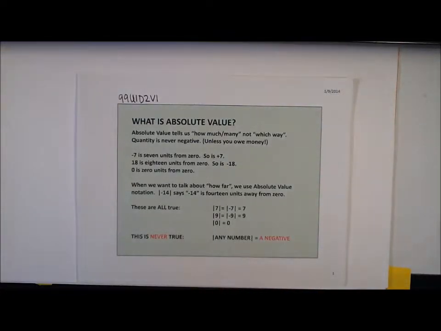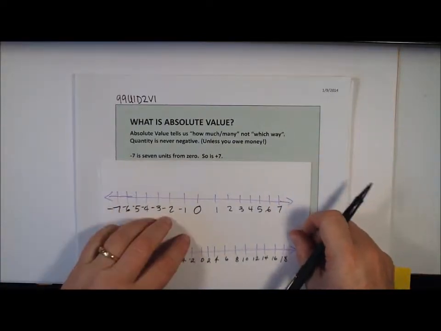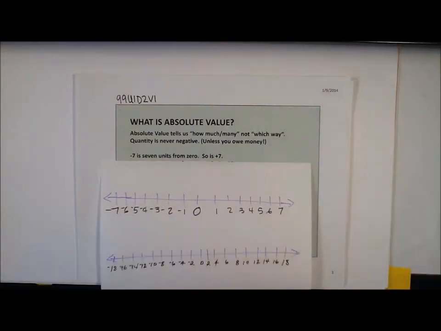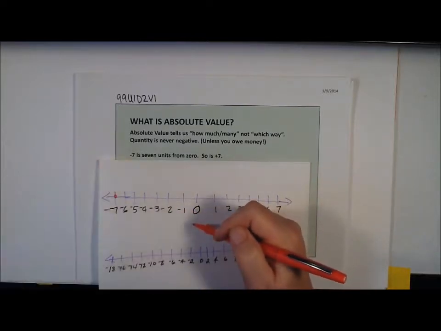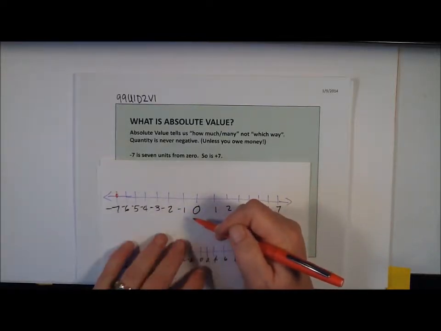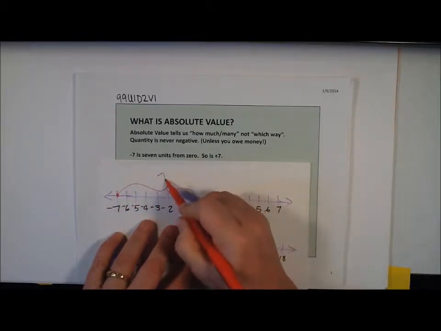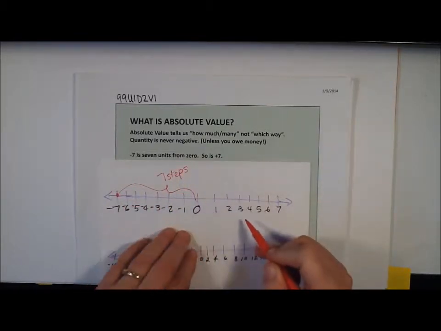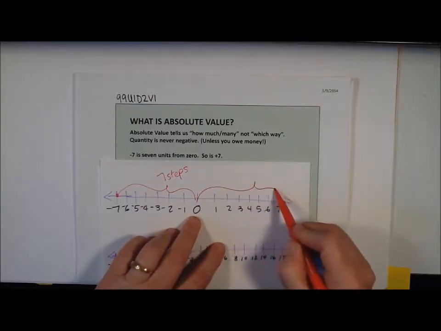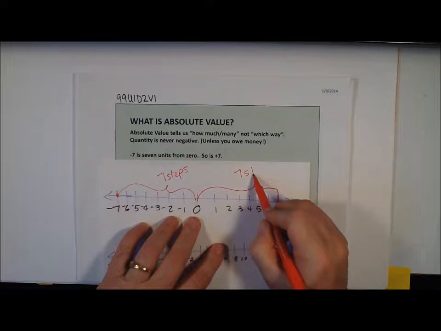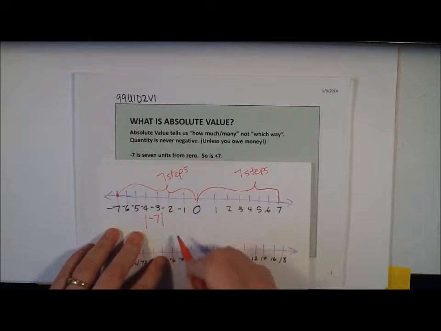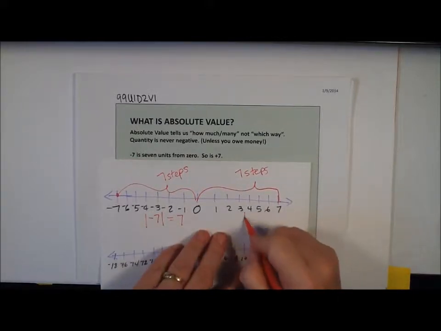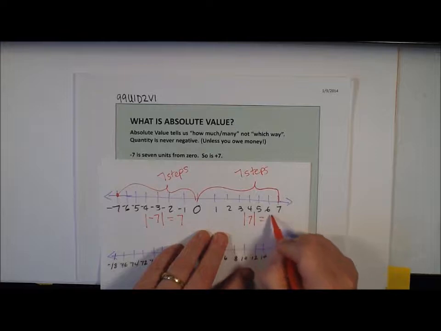And what you can see on the number line is basically the relationship between these two numbers. So we're going to start out by looking at -7, which is here. We have to ask, how many steps is it to get from -7 to 0? Well, it's 7 steps. It's also 7 steps to get from +7 to 0. So that means that the absolute value of -7 is 7, and the absolute value of +7 is also 7.